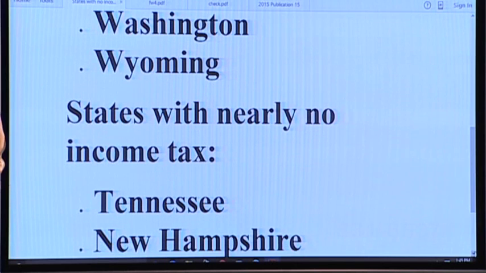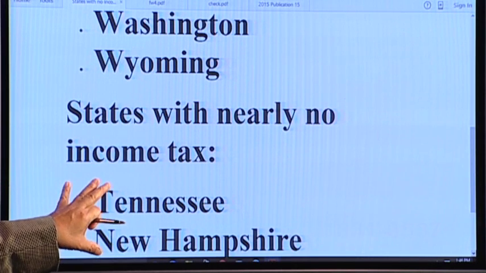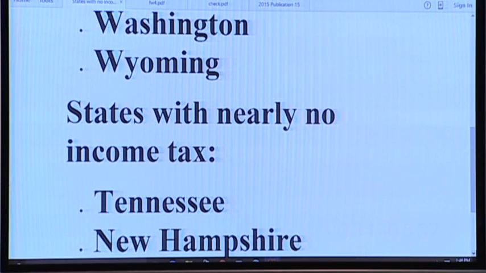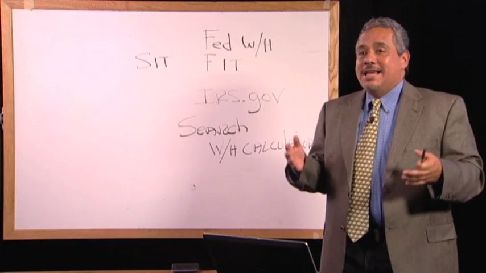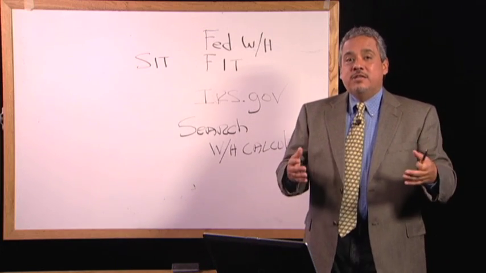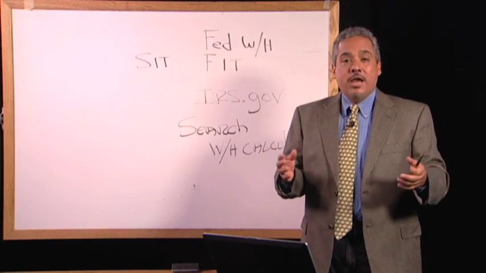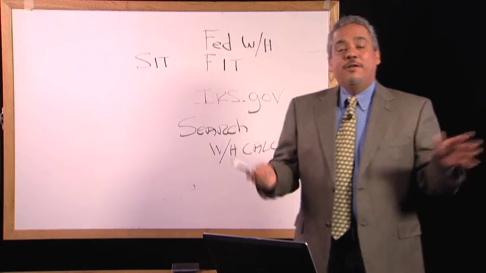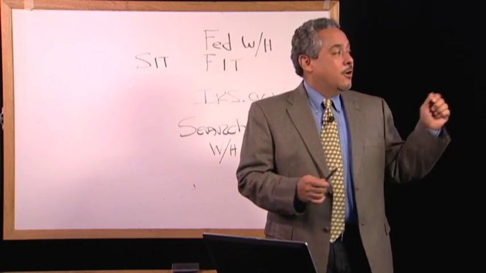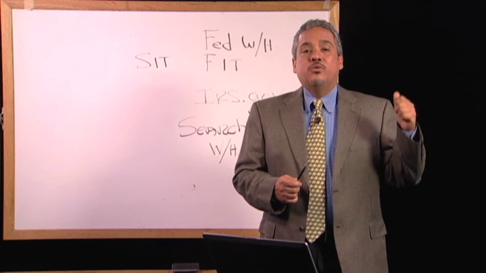and there are states with nearly no income tax, which are Tennessee and New Hampshire. Now, why are these included? Because they don't tax wages. They do tax investment income. So if you have dividends or you get any type of interest, you are taxed on that, but not on wages.